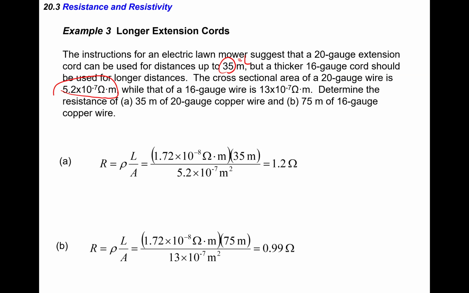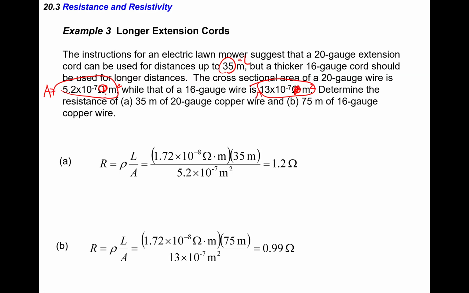And the cross-sectional area of a 16 gauge wire is this. Actually, it should be meter squared. The unit here is wrong. This is meter squared because it's area. Okay, so this is the cross-sectional area. So this is our A, and this is our A.